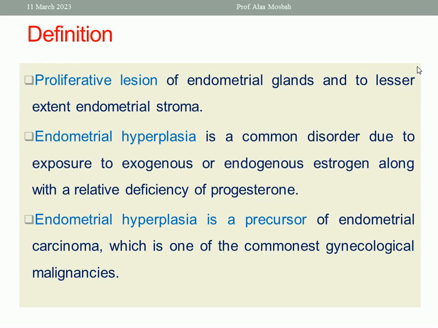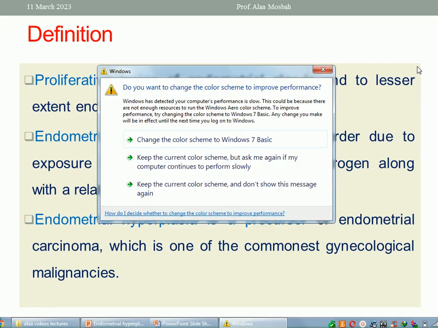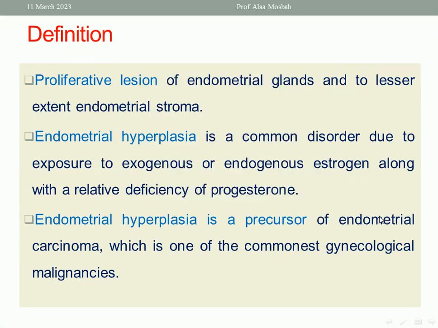Endometrial hyperplasia is a common disorder due to exposure to exogenous or endogenous estrogen, along with relative deficiency of progesterone. So there is prolonged exposure to estrogen. Unopposed estrogen means this estrogen is not antagonized by progesterone, like in cases with anovulatory dysfunction, like PCOS, polycystic ovarian syndrome. This is one example of endogenous estrogen, which is produced inside the body.